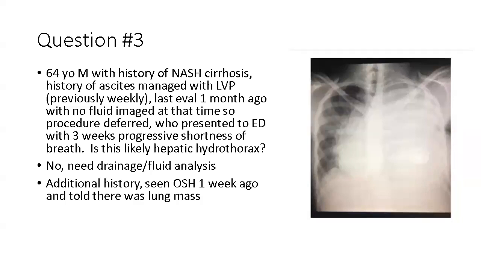And then when you see him and talk to him, he gives the additional history that he was seen at an outside hospital a week ago, and he was told that he had a lung mass there. It wasn't as full and didn't have as much tension, so they could see a lung mass before. So it's the wrong side, it's come on very quickly. Most of the time, hepatic hydrothorax doesn't cause a tension hydrothorax like this. So again, it could be left-sided, but it should make you think, is there something else going on?